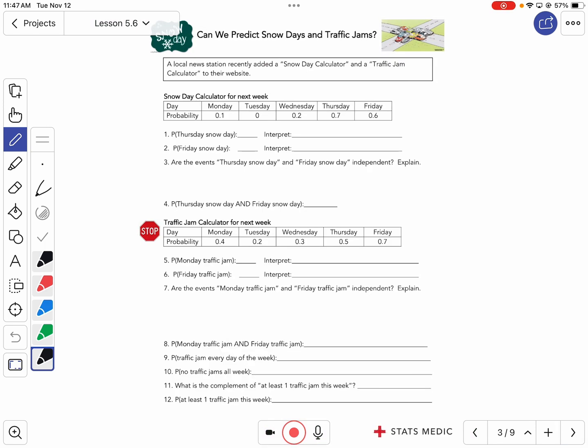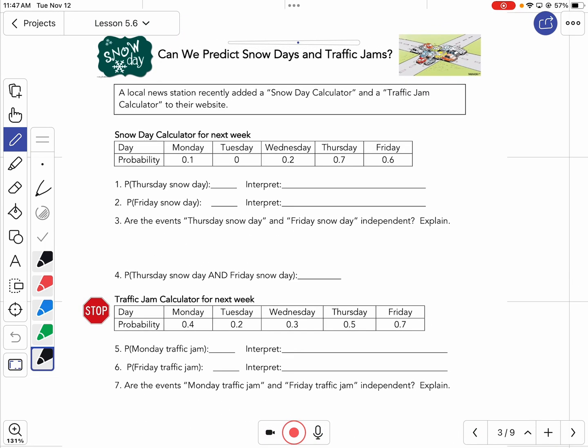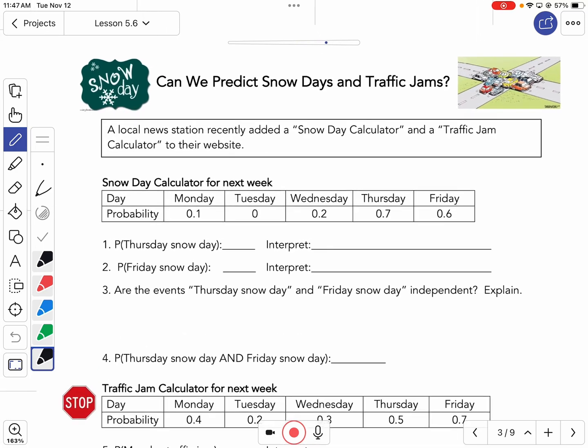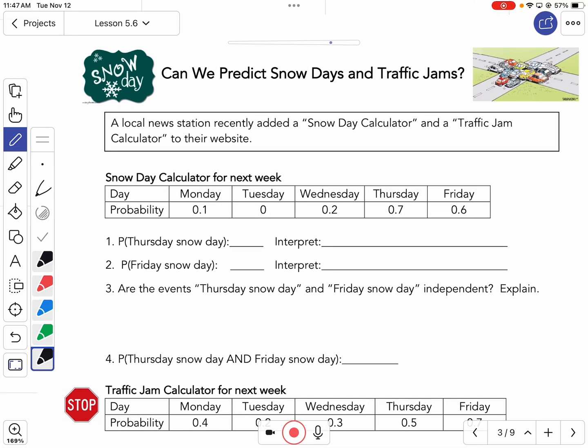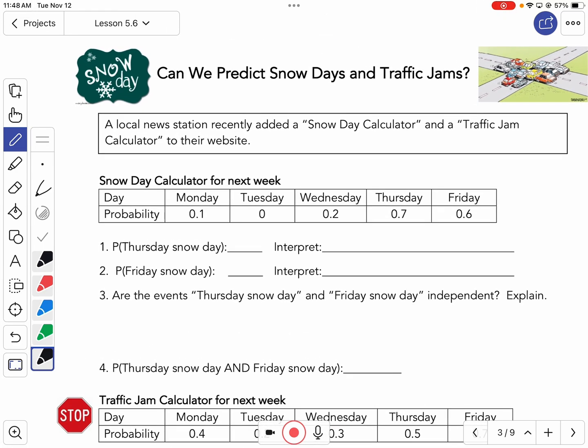So take a look at your activity sheet here. It says, can we predict snow days and traffic jams? I don't know if you've been on Nashville Pike after 3 o'clock, the road in front of Walmart, any day of the week. It is always a traffic jam. It's terrible. There's so much traffic. But a local news station recently added a snow day calculator and a traffic jam calculator to their website.